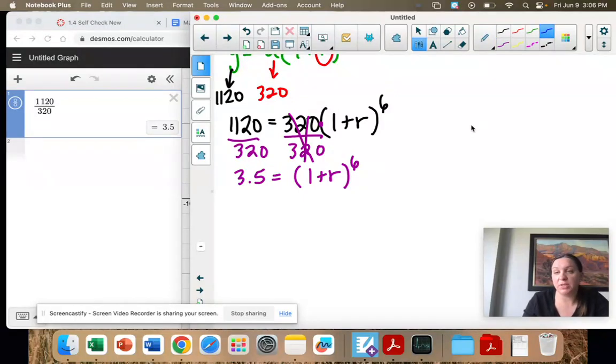And now we're using our radicals that we've learned about. We need to get rid of the 6th power. So we're going to take the 6th root on both sides. So the 6th root gets rid of a 6 exponent. Okay, so those cancel, and we're left with 1 plus r.